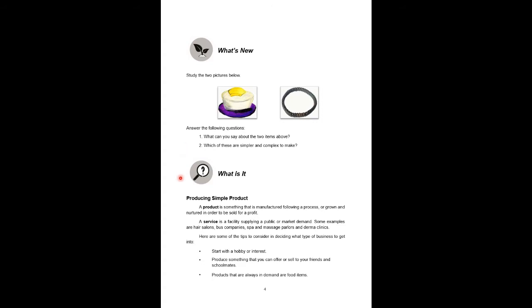Alright, so I guess you are done answering the what's new part. Let's proceed to this next activity entitled What is it? Producing simple product. A product is something that is manufactured following a process or grown and nurtured in order to be sold for a profit.